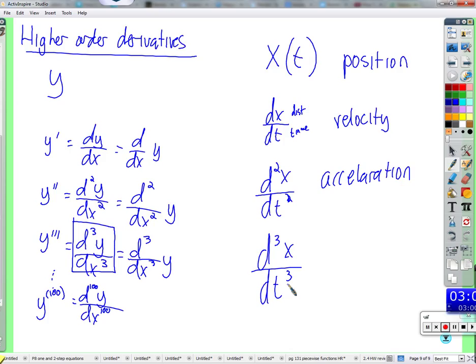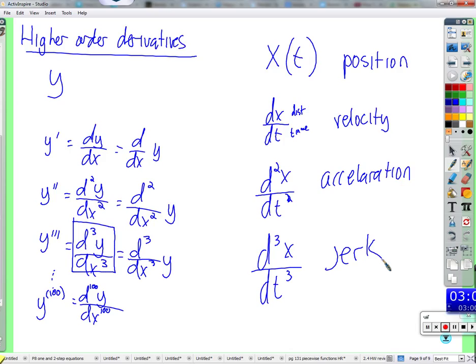Change in the acceleration. It has a name. The name of the change of acceleration is jerk. Don't be a jerk, okay? And a jerk kind of makes sense.